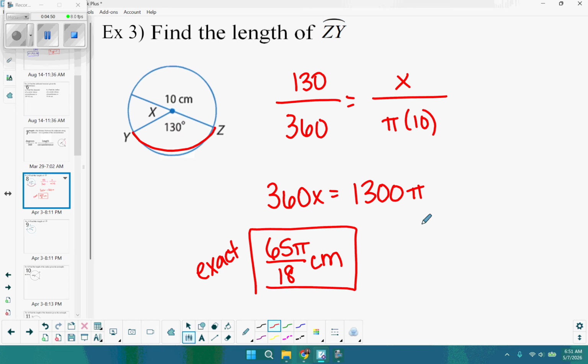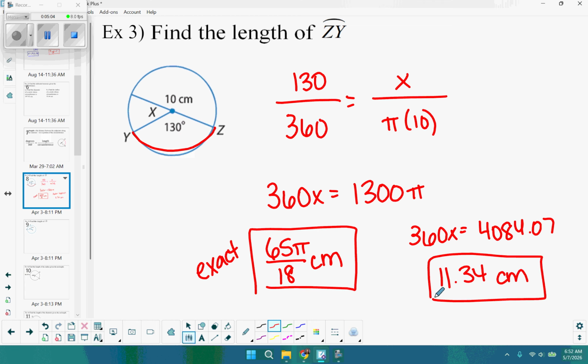So doing 1300 times pi would have turned this into 360x equals 4084.07, and then dividing by 360 would give me 11.34 centimeters as my arc length. So that's an approximate answer. Okay, so sometimes it might ask for exact, sometimes it might ask for approximate. If it doesn't specify, approximate is fine.